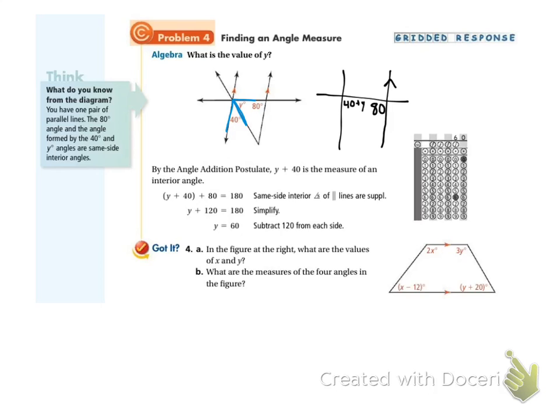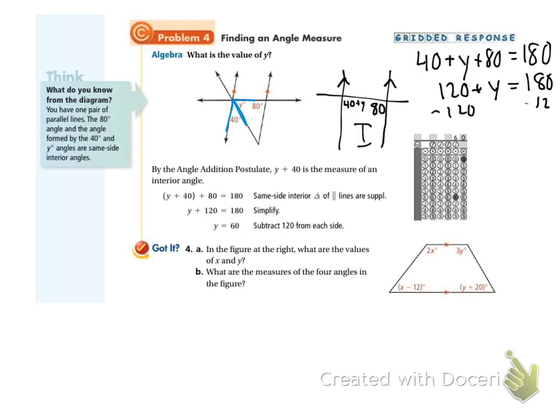And these guys are parallel angles. These two angles are in the interior and they're on the same side. So these are same side interior angles, which means they add up to 180. So 40 plus y plus 80 equals 180. 40 plus 80 gives me 120 plus y equals 180. And if I subtract 120 from both sides, I get y equals 60.